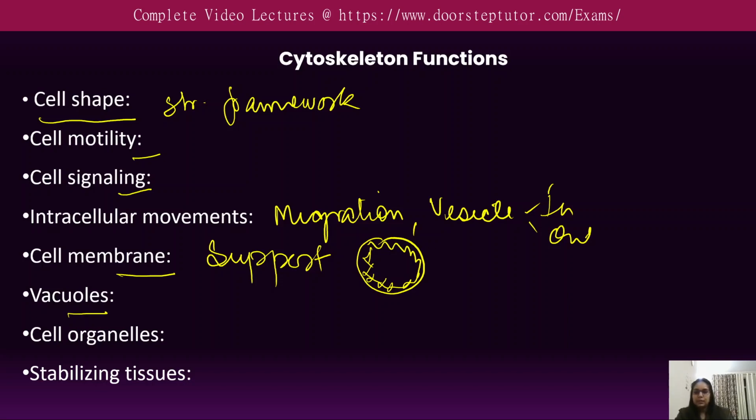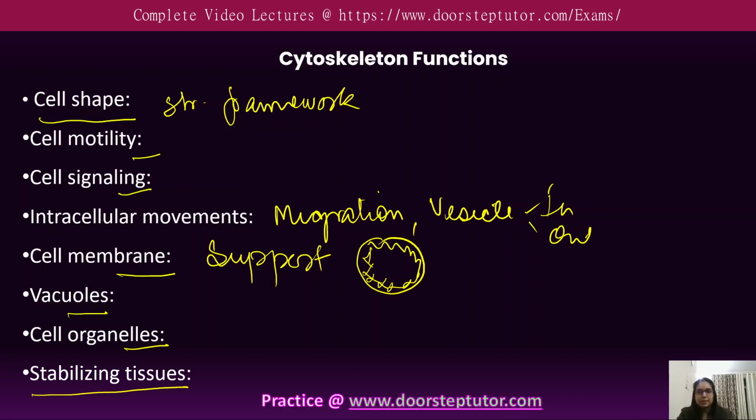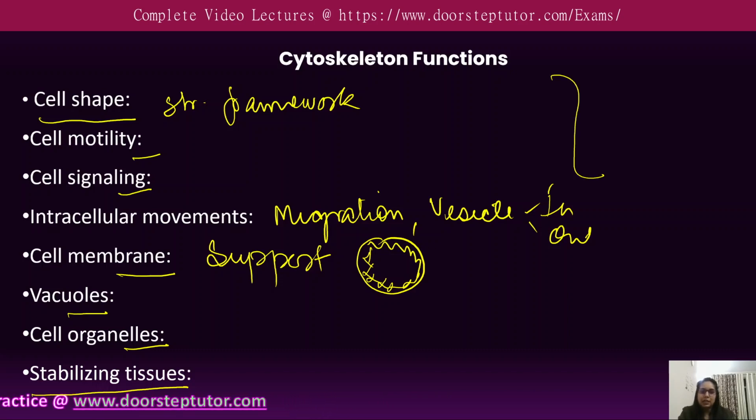Next, in the vacuole, they help in the formation of vacuoles. In the cell organelles, they hold the different cell organelles in their places, so the cytoskeleton also performs in the positioning of the cell organelles. Stabilizing tissues: the cytoskeleton stabilizes the entire tissues by associating with the extracellular connective tissues and some other cells. So these are the collective functions of the cytoskeleton.